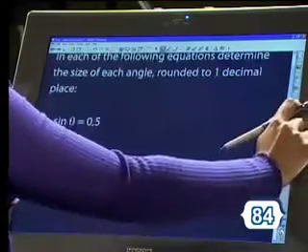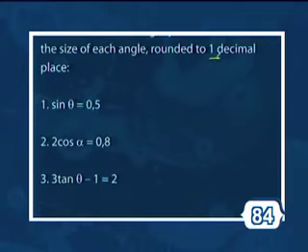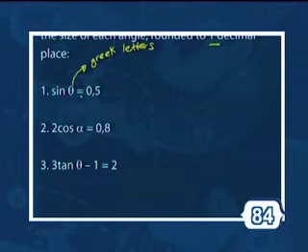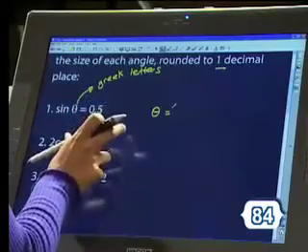In each of the following, we are asked to determine the size of the angle rounded correct to 1 decimal place. Firstly, we are given that sine of theta is equal to 0,5. This is a Greek letter, and in this case it's theta, and we use different letters from the Greek alphabet to name our angles that we are looking for. So if sine of theta is 0,5, the angle that I'm looking for, which is theta, I'm going to have to work that out using the buttons on my calculator.